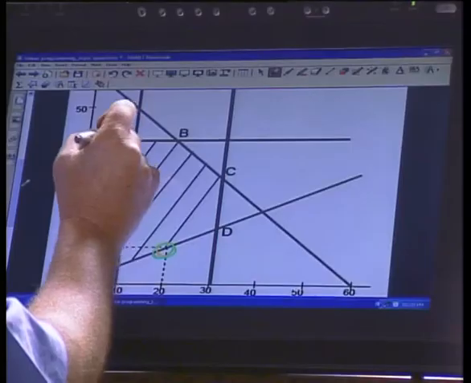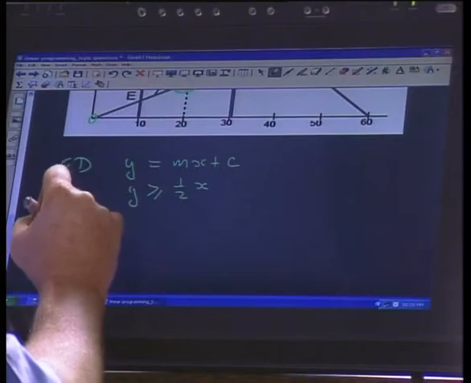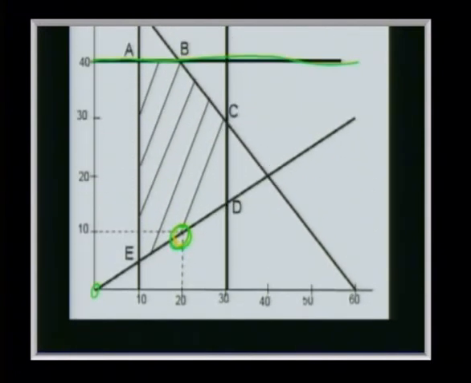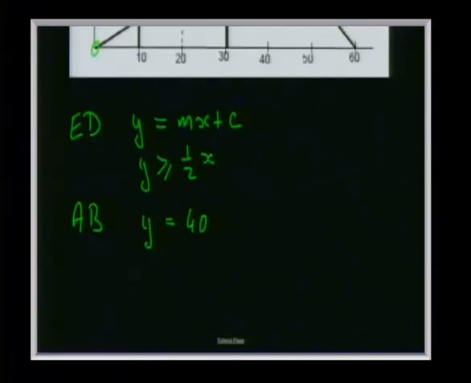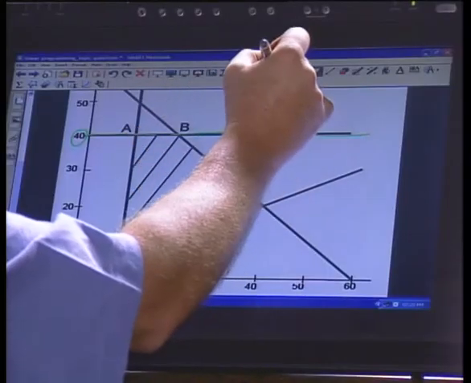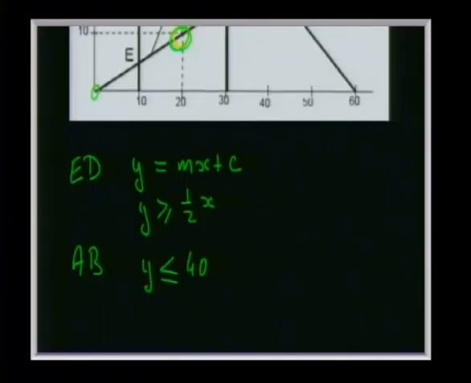If I have a look at this line over here, AB, the horizontal line AB, well, horizontal lines always have y equals. Now, what was the y-intercept? It was 40. So we know y is equal to 40. That's the equation. But we're wanting the inequality. Now, here the values we want lie below the line. So y is going to be smaller than the line. So y is going to be smaller than or equal to 40.